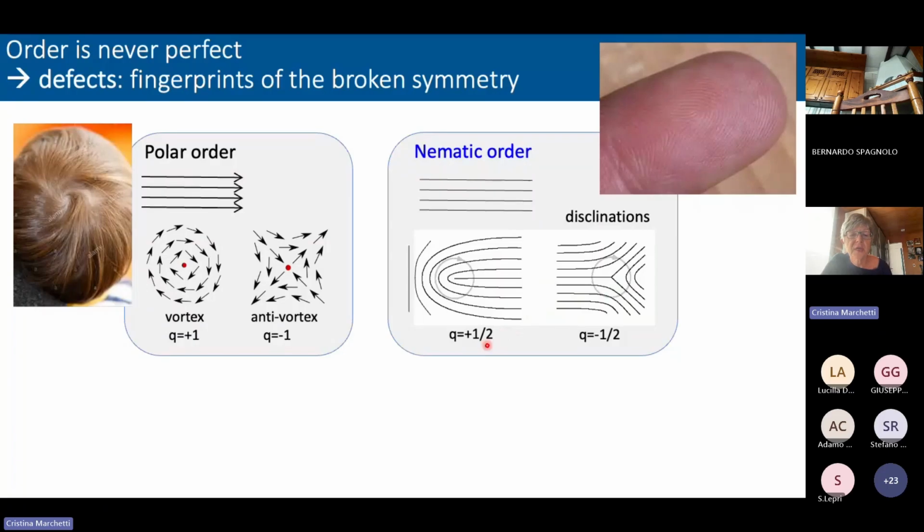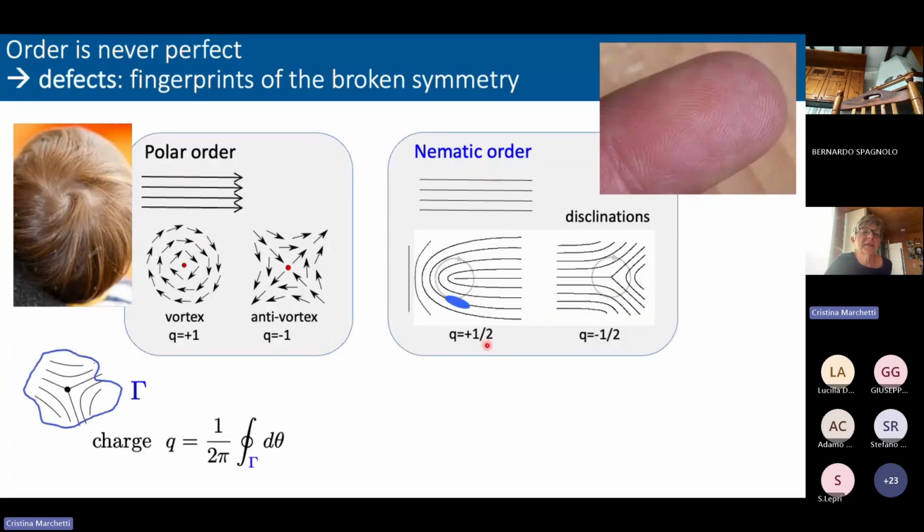and they have a fractional charge. The charge is defined as the ratio of the angle through which the order parameter winds when you circle the core of the defect by 360 degrees. So these comet-shaped defects have charge plus 1/2, and these trifold symmetric defects have charge minus 1/2.